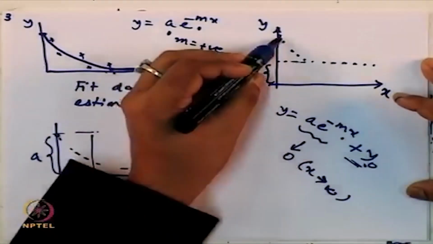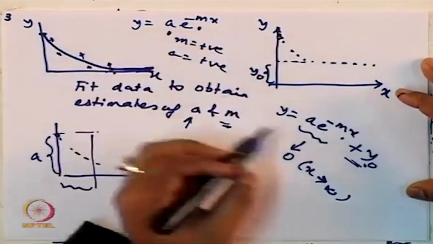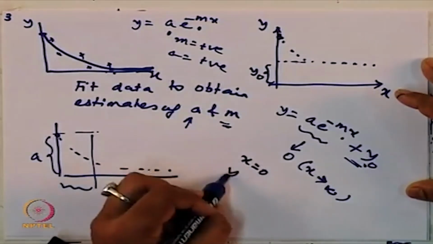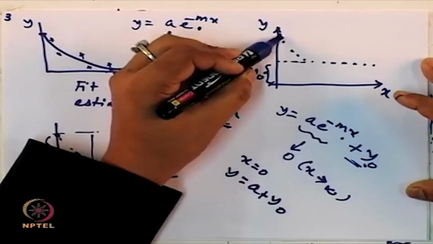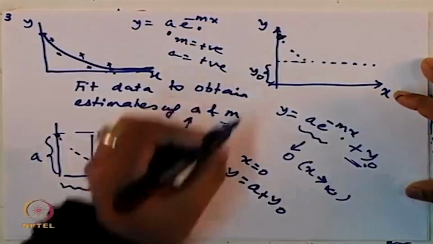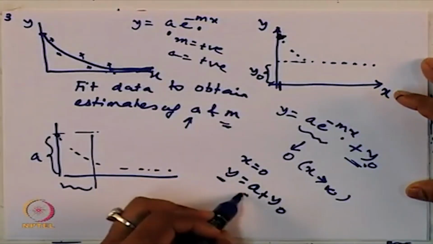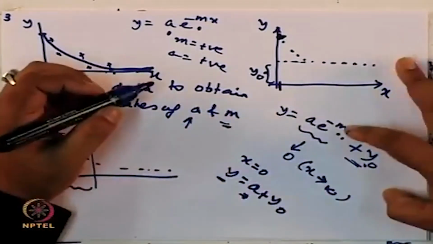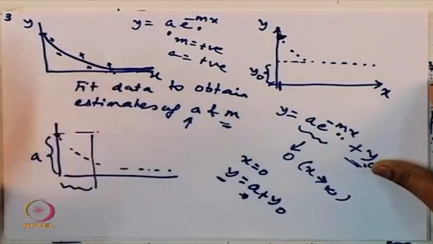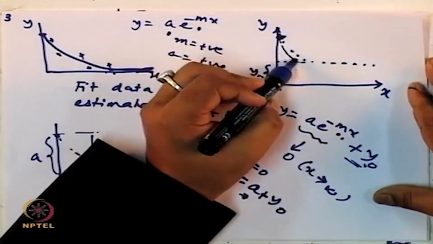From your data you know how to estimate y naught, which is nothing but this particular plateau value. And at low values of x, at x equal to 0, y is equal to a plus y naught. So, whatever is your value at this particular point, you know. If you know the value of y at this point, you can find an estimate of a, and that leaves us with this particular constant m to be determined. As m increases, your curve should look sharper and sharper.